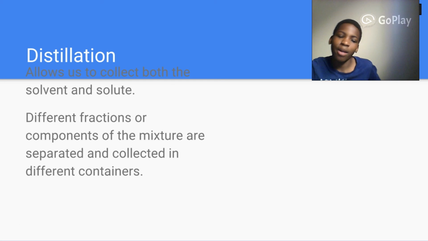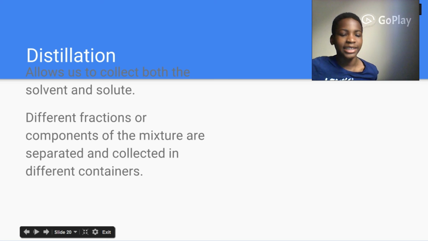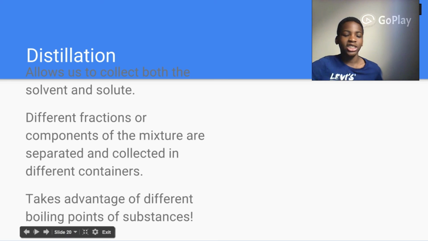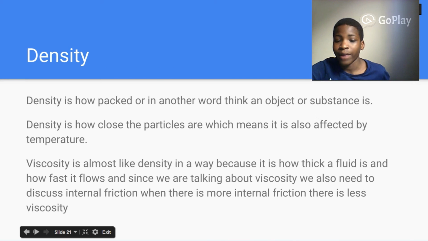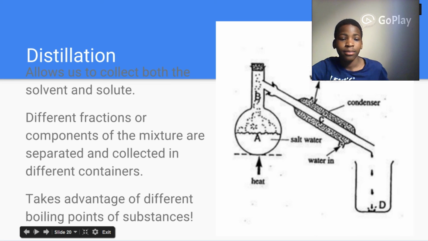Different fractions or components of the mixtures are separated and collected in different containers. It takes advantage of different boiling points of substances. So here, as you can see, here's salt water, heat applied from the bottom. It evaporates and goes to the top and then goes through here and is collected here. So the solute will remain here, right? The salt or whatever will remain right here. All the water will come over here. So you can separate the water and the salt to get drinking water, right?